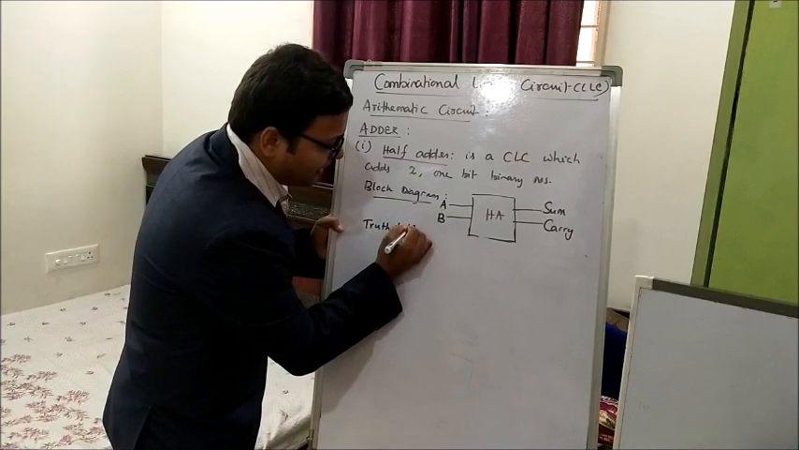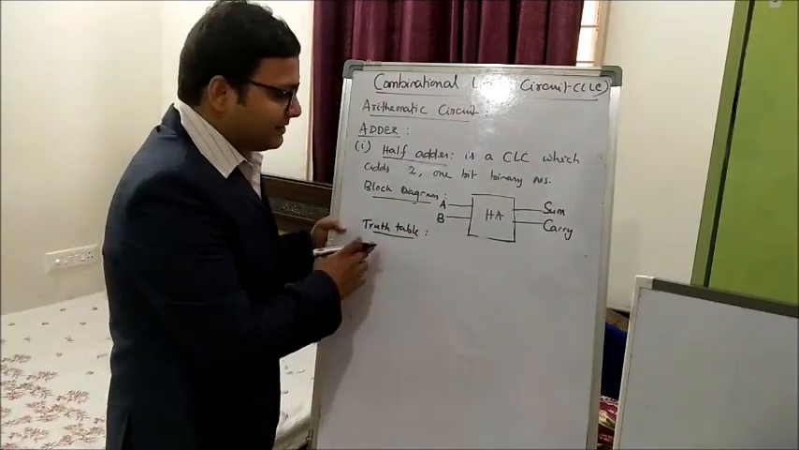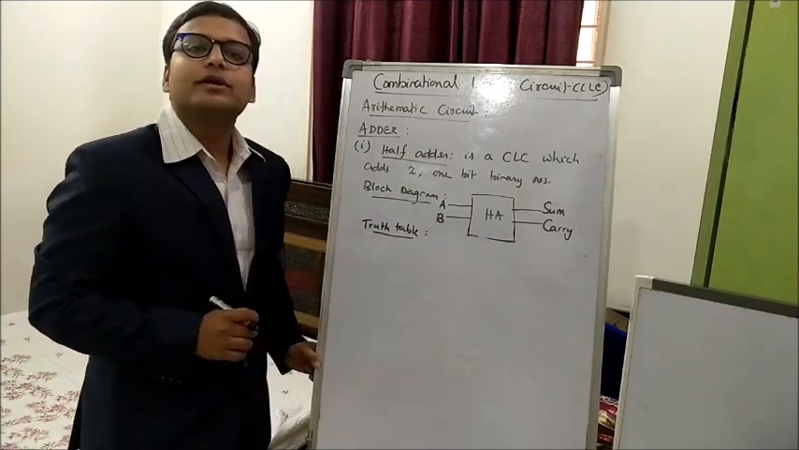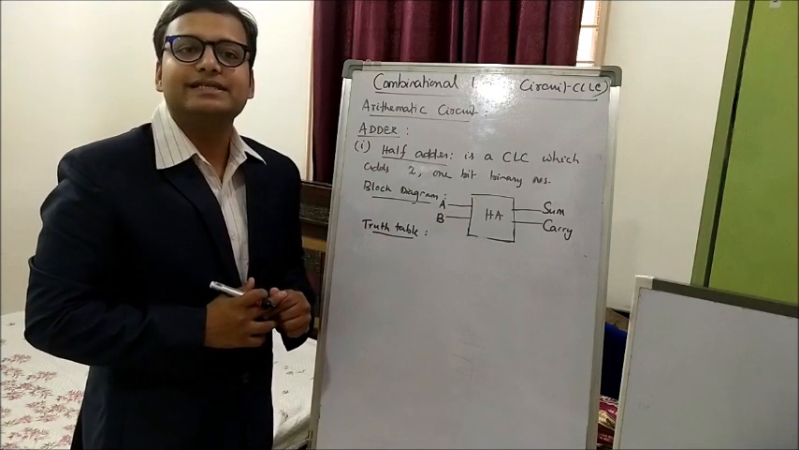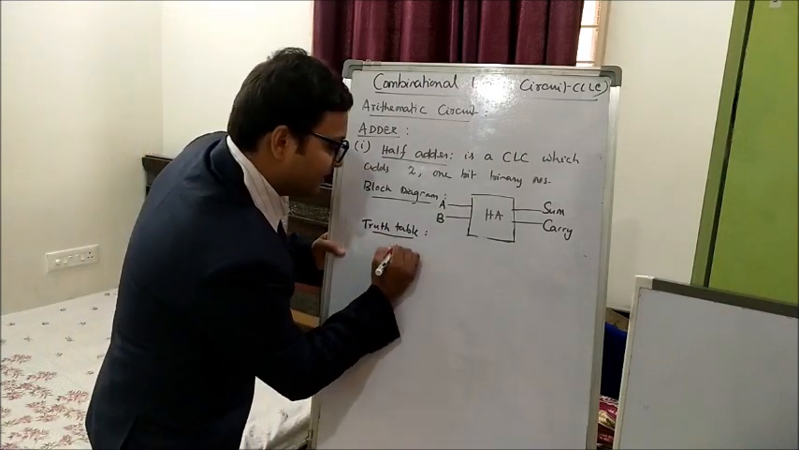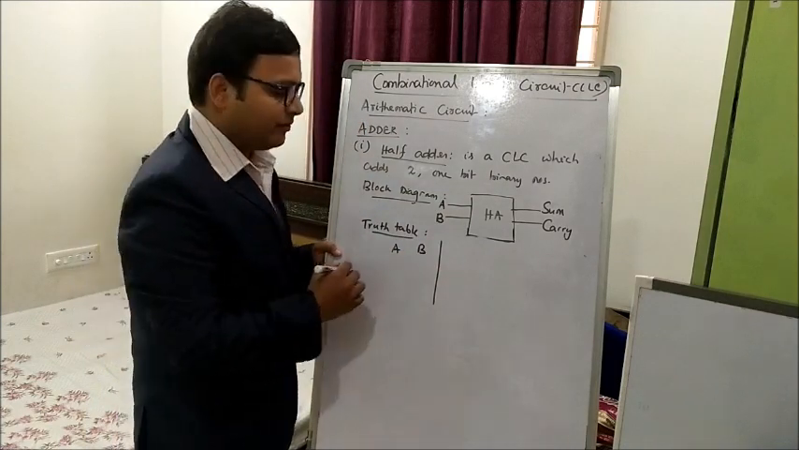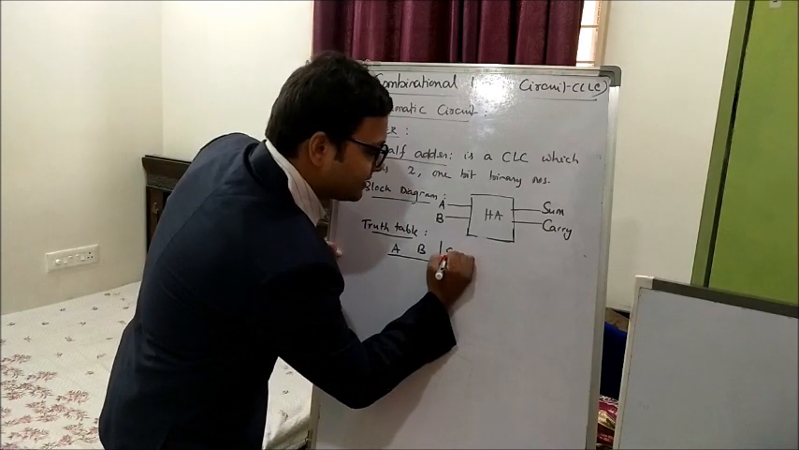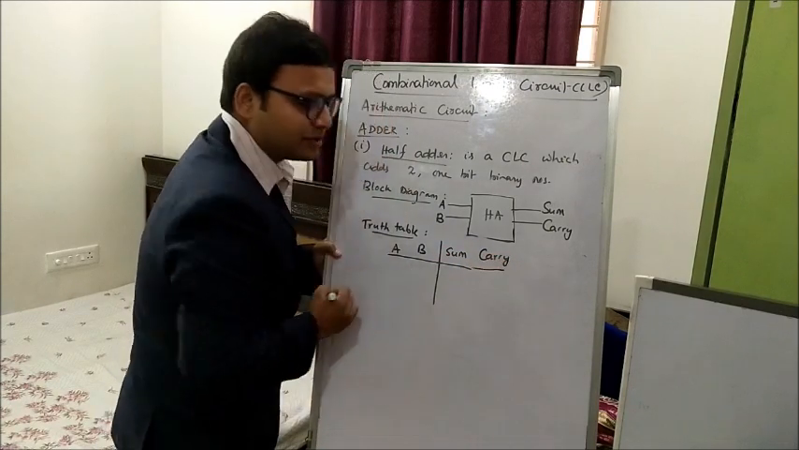That is our 4th step. In the construction of the truth table, you should know the behavior of the logic circuit you are going to design. The behavior of the logic circuit is mainly that A and B are the 2 numbers going to be added, and it will give sum and carry as output.